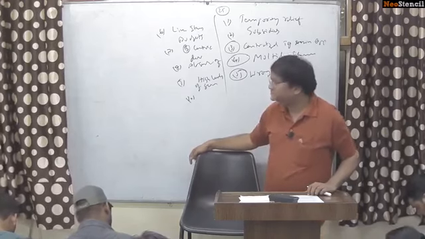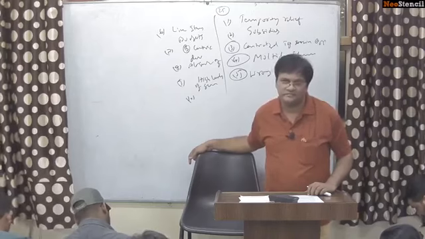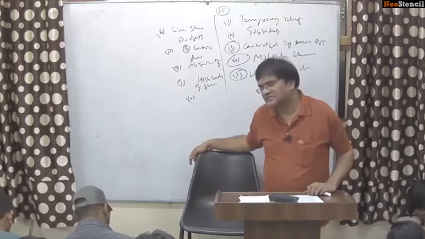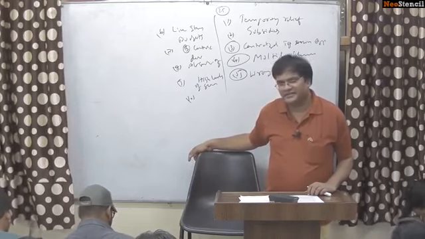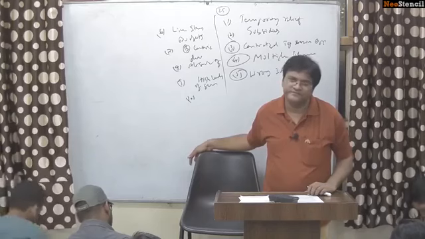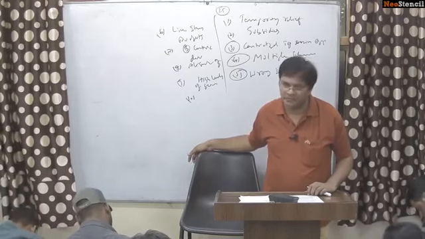Next, citizen-centric governance. Next, social audit should be made compulsory, and the recommendations should be implemented in both letter and spirit.